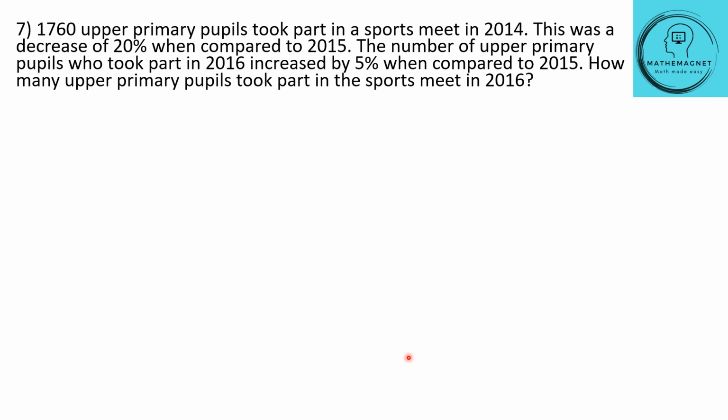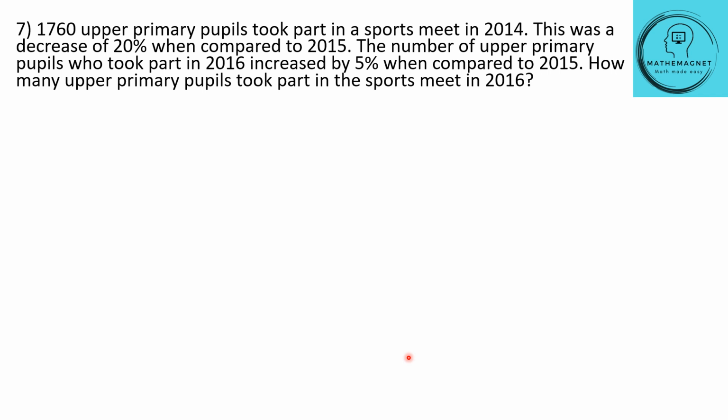So 2015 will be a base value, so that will be 100%, and 2014 has reduced by 20%. Same way, the second comparison, you are saying there is a 5% increase compared to 2015. So again you are comparing to 2015. So 2015 becomes your base value. So that becomes 100%. And then there is a percentage increase of 5% in 2016.